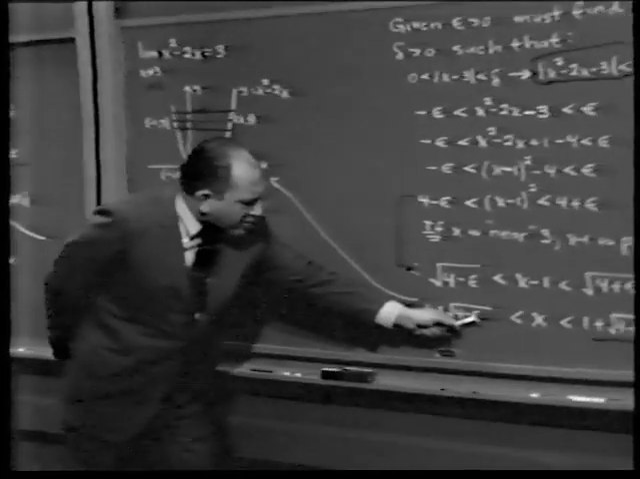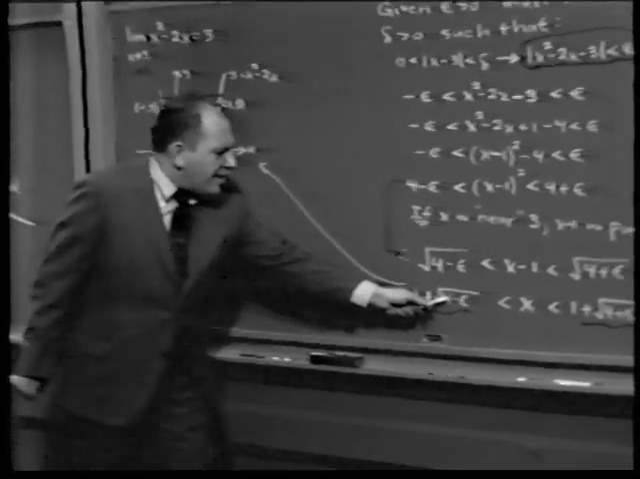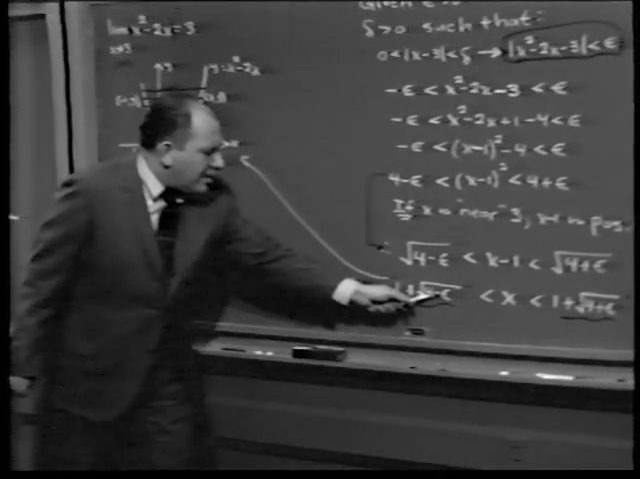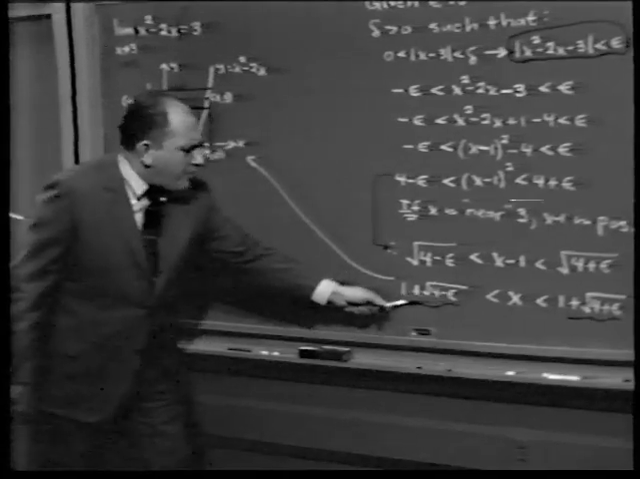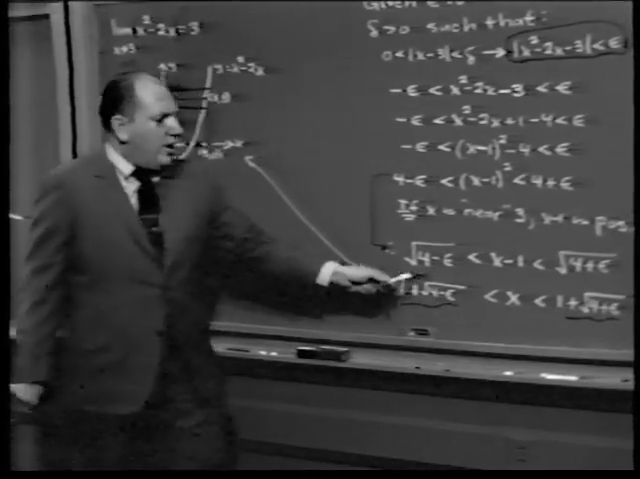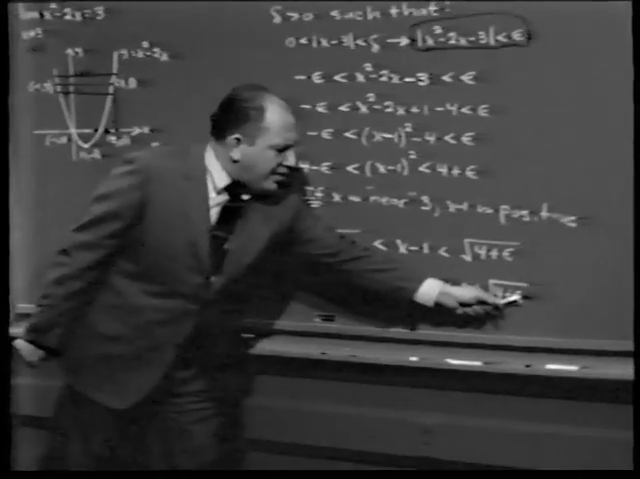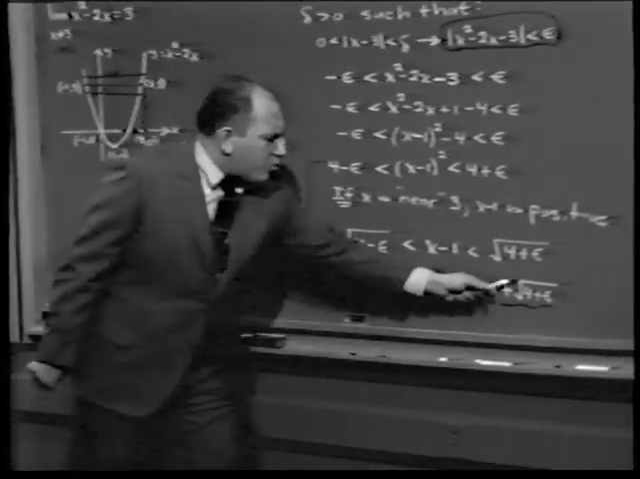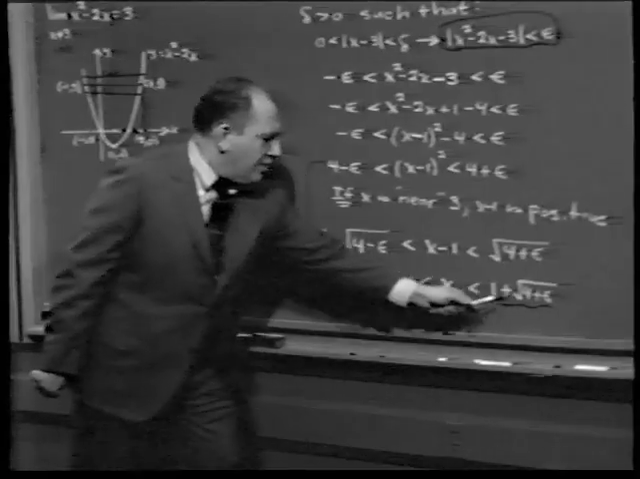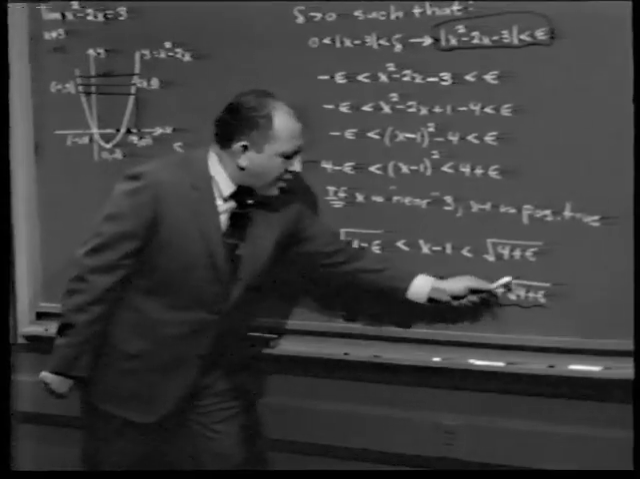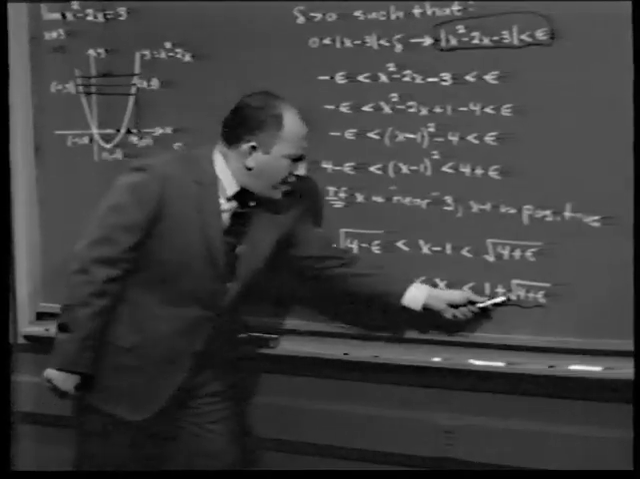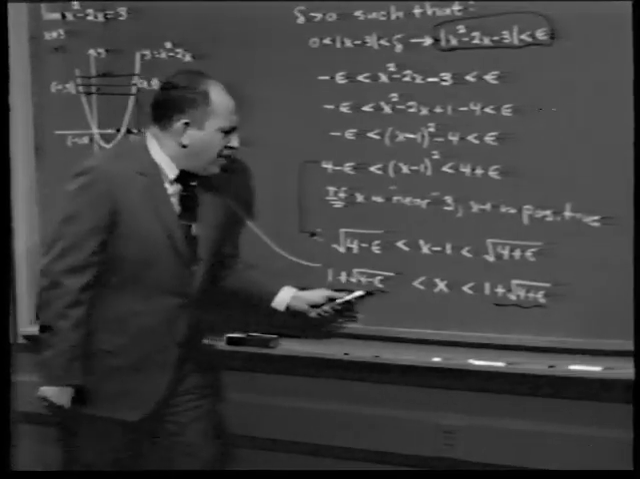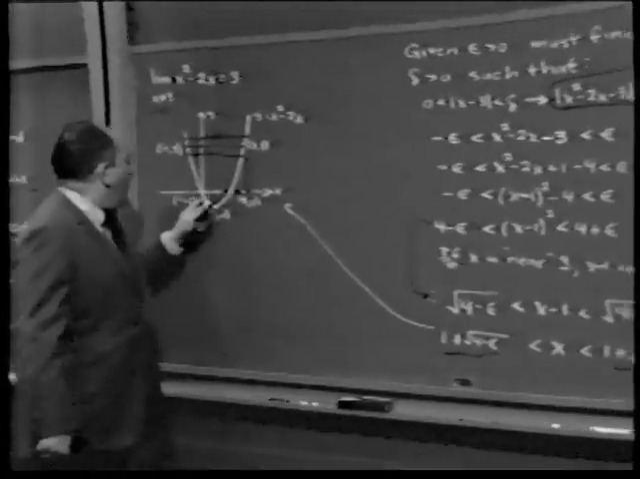If epsilon is a small positive number, this is slightly less than 4. Therefore, the square root is slightly less than 2. Therefore, this number will be slightly less than 3. On the other hand, 4 plus epsilon is slightly more than 4, so its square root will be slightly more than 2, and therefore 1 plus that square root will be slightly more than 3. And what these two numbers, as abstract as they look, correspond to is nothing more than this.